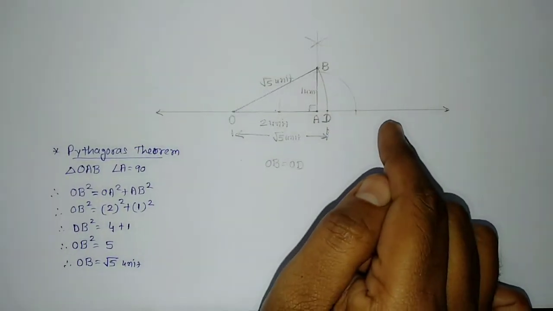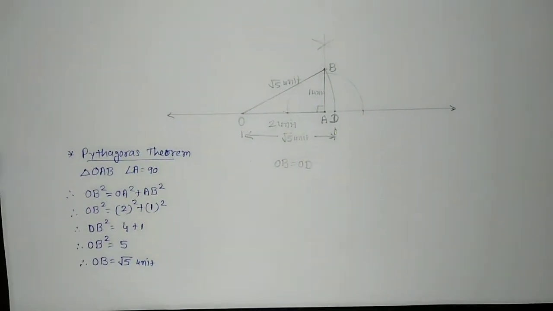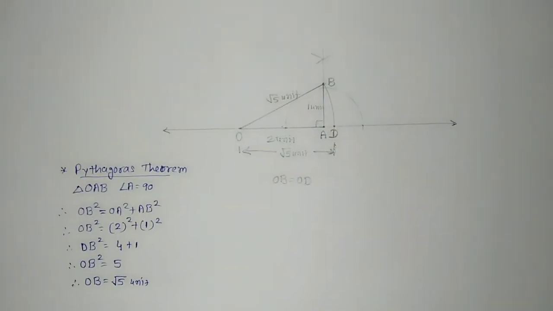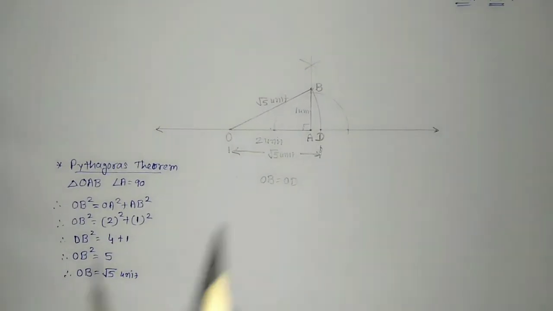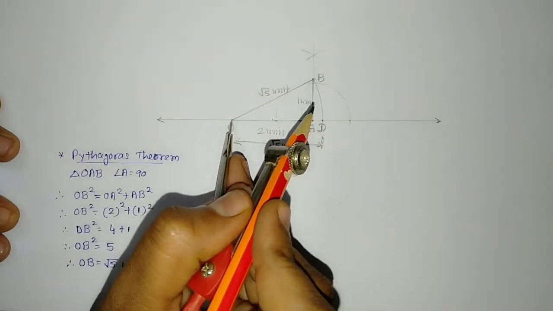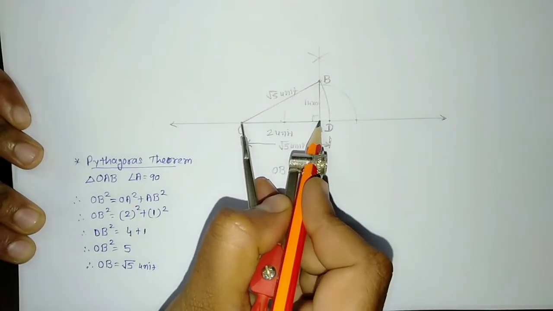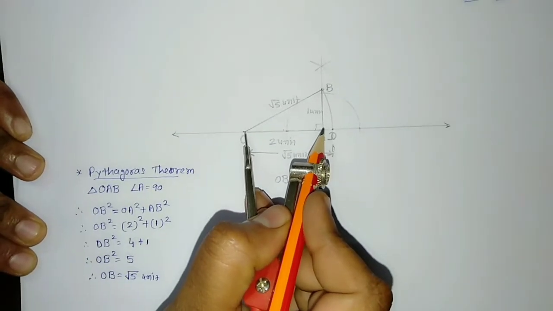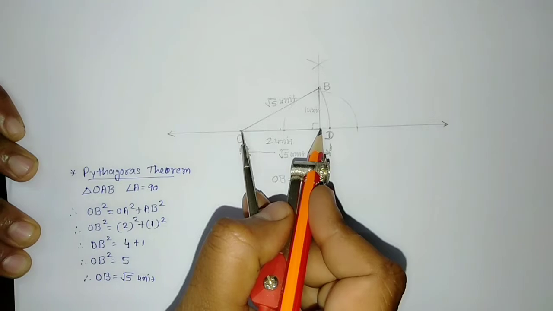That is root 5, and we will add 2 units more to make it root 5 plus 2. But here we want to make it root 5 minus 2. For that, what will we do? We will take the measure of 2 units. Here it is, you can see this is 2 units. It is origin point O and this is 2 units we have taken.